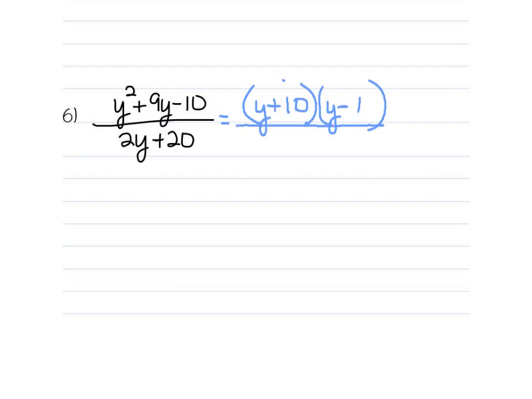And let's take the GCF out of the denominator since I can. 2 times y plus 10. Okay. Let's recall that we can reduce, and we do have a common factor of y plus 10 in the numerator and in the denominator, so we can cancel that out. Okay, in simplified form, this expression is y minus 1 over 2. Now, because there is no variable in my denominator, there are no excluded values. Okay?